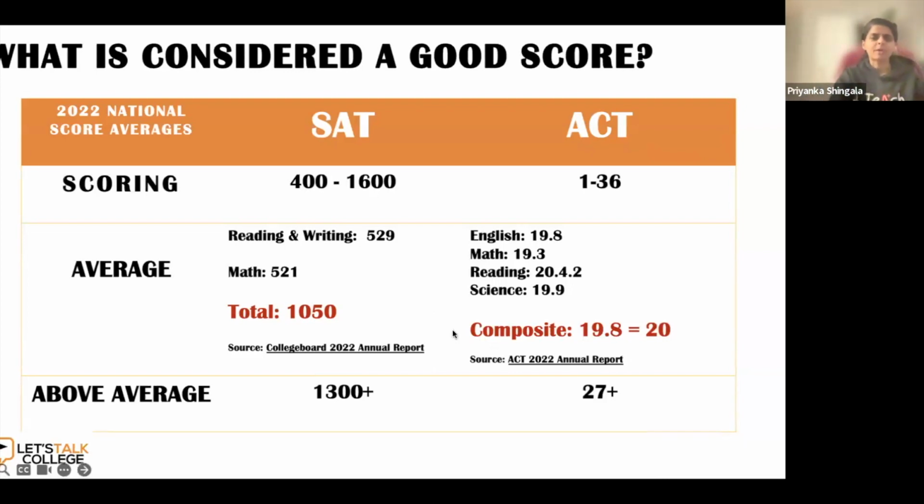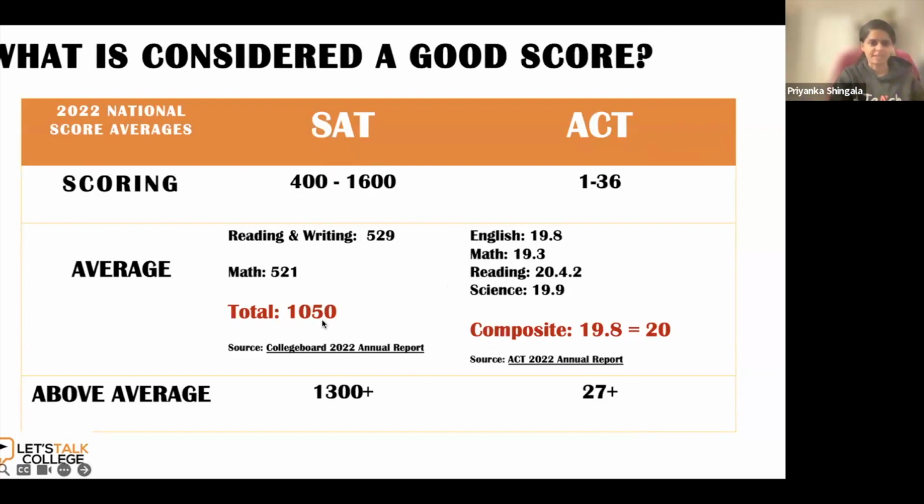Okay, so according to the most recent data, which is the entirety of last year, first of all, scoring for the SAT: the lowest you could go is 400, and that scale will be staying the same for the new SAT. So the lowest is 400, and the absolute perfect score is 1600.